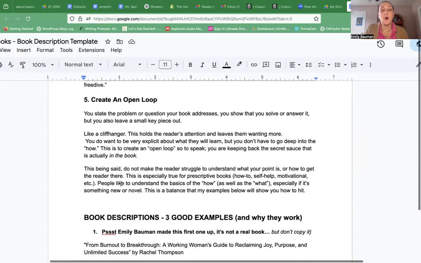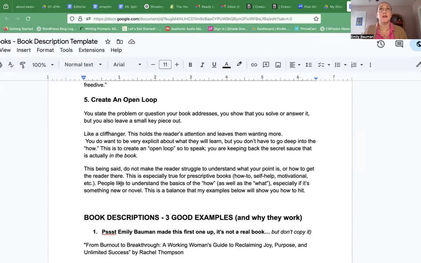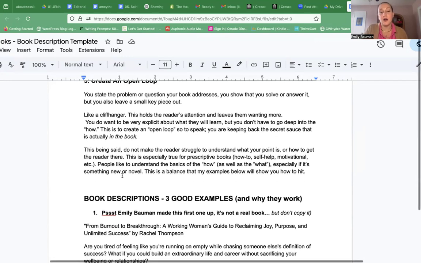And creating an open loop is an art form. This open loop is about giving people enough information about what they're going to learn and gain without telling them all the details of how. Because you want them to feel compelled. It's like a cliffhanger at the end of a show or a series where you want to watch the next episode, you want to watch the next installment. So this is an art form.